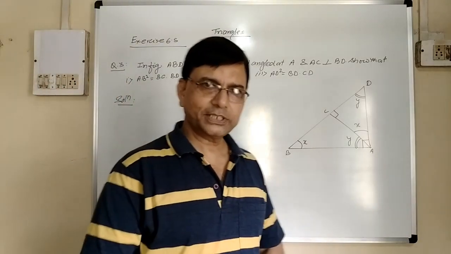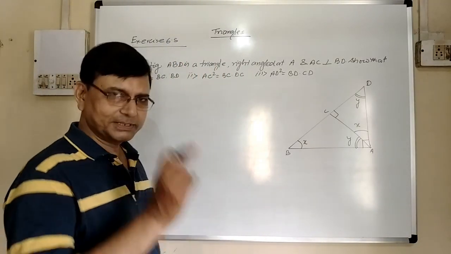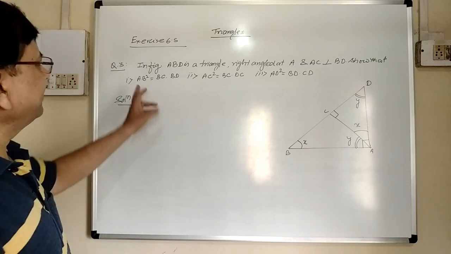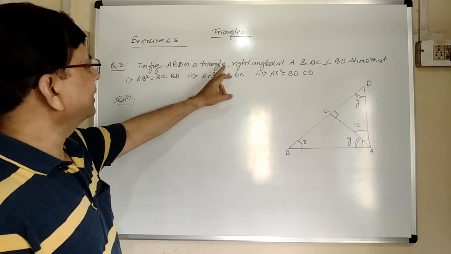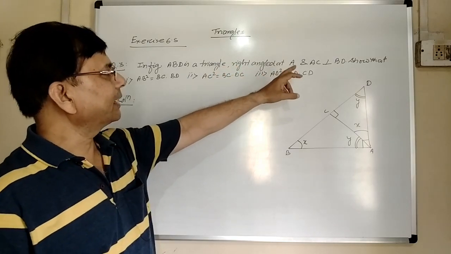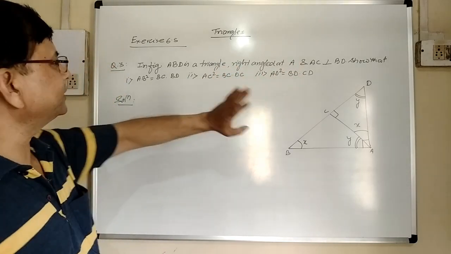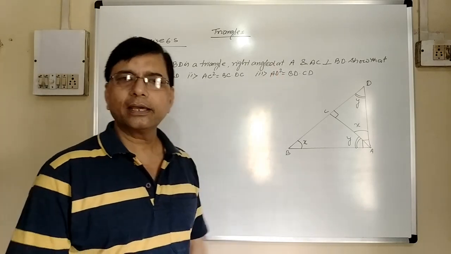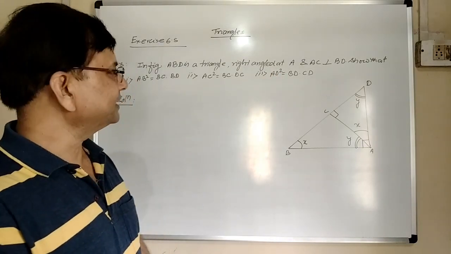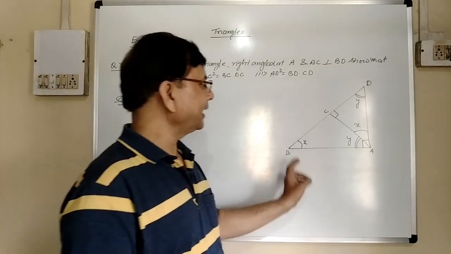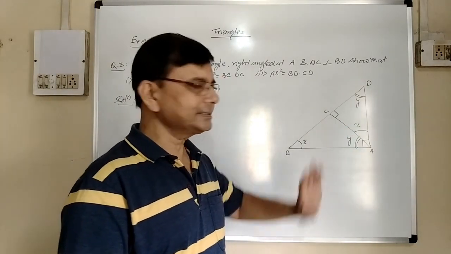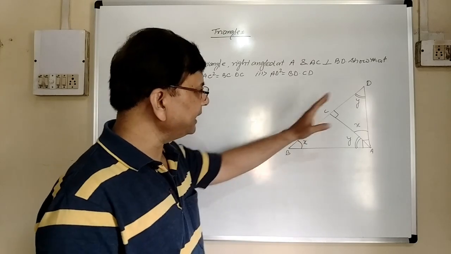Now we will take question number 3 of the same exercise. In the figure, ABD is a triangle, right angle at A and AC perpendicular to BD, so these are the three things which are required to be proved. Given ABD is a right angle triangle, AC is perpendicular dropped on BD.